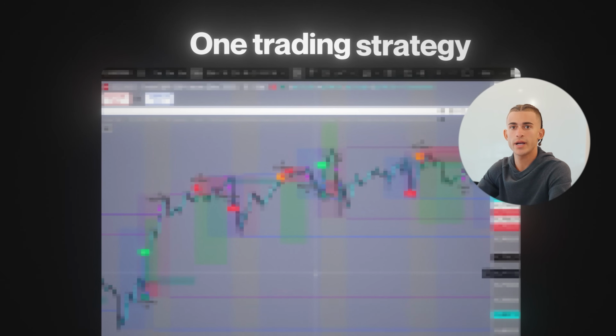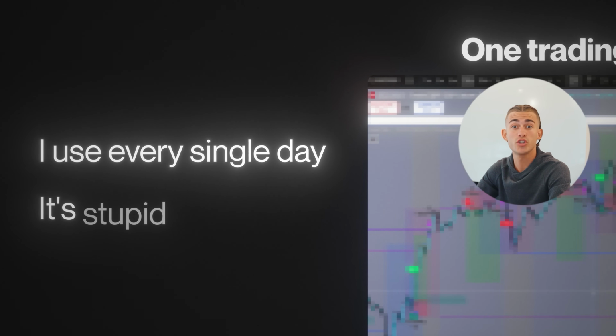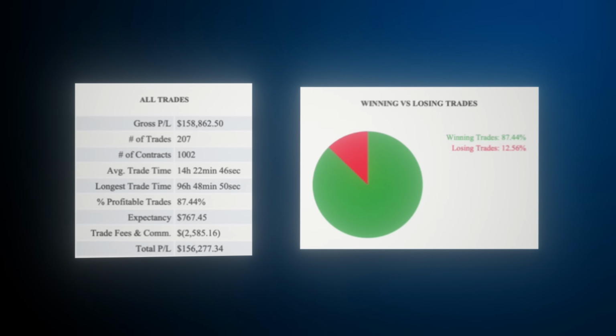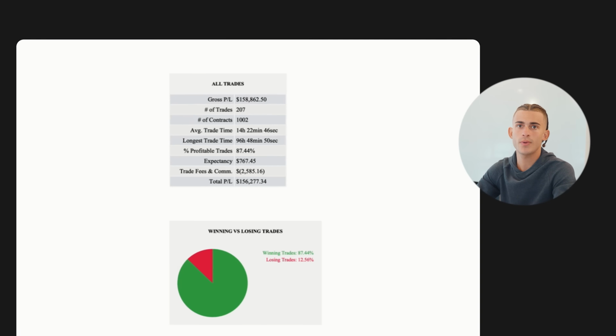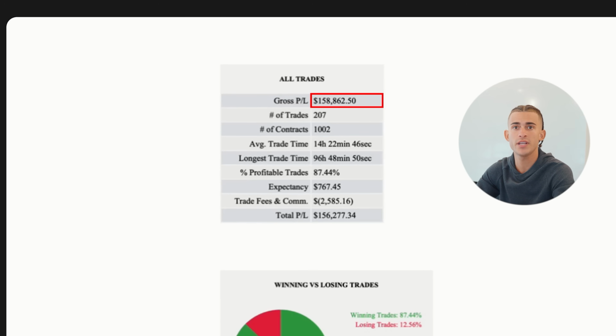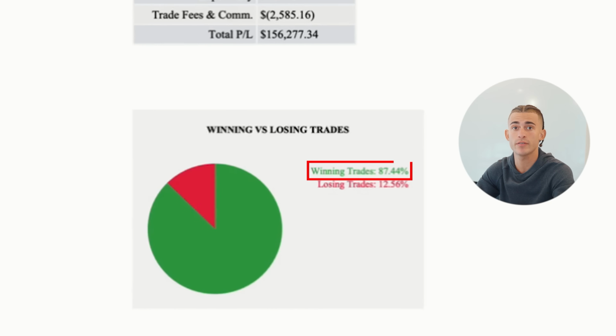There is one trading strategy that I use every single day. It's stupid simple, it's incredibly reliable, and it's the reason why I'm able to make consistent profits trading ES futures. So as you can see right here, in the past 2 months trading ES futures, I've made $158,000 and I've won 87% of my trades.